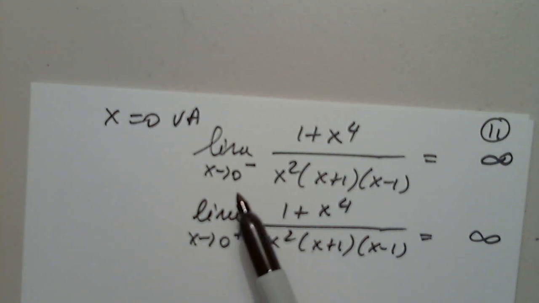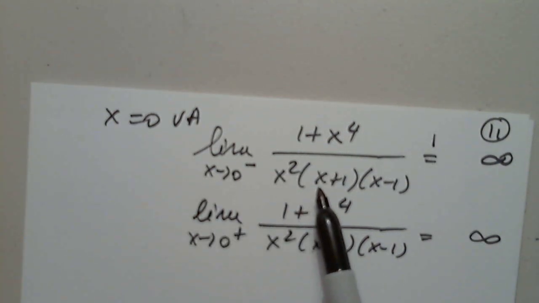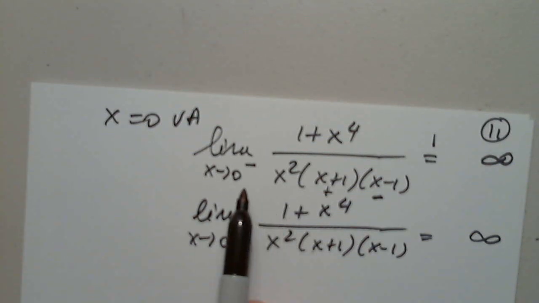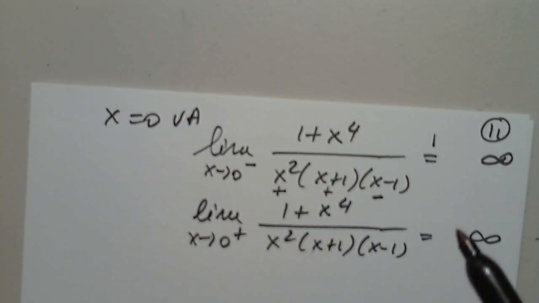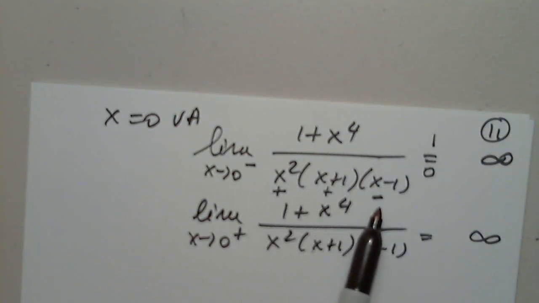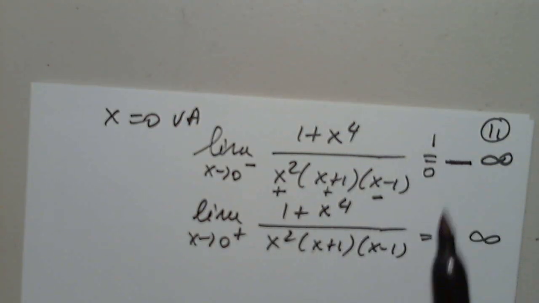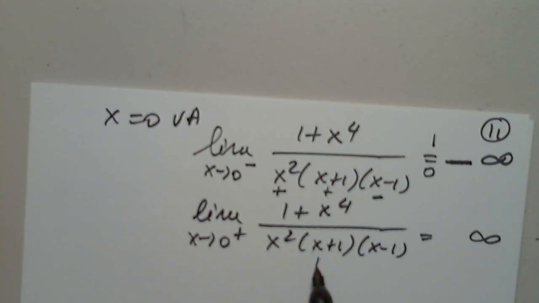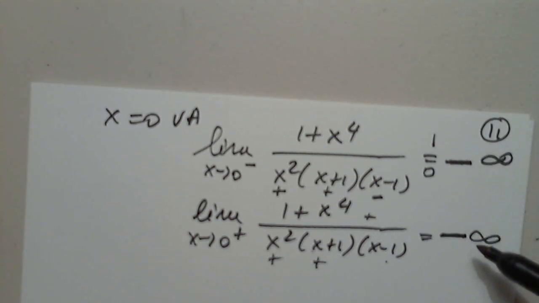So, with 0, the top is 1. With 0, this is positive, but this is negative. So positive and negative. And this is always positive. So the denominator is 0. So I have positive at the top, but I have negative in the denominator, so this is clear. With 0 from the right, this is positive, this is positive, this is positive, but this is negative. So it's also negative. Both of them are negative.